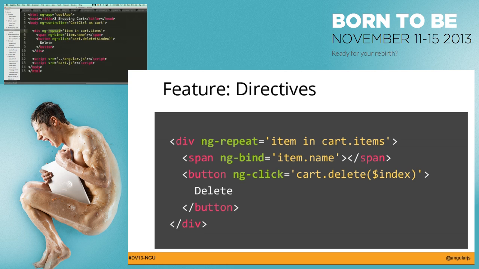So in our cart here, we have exactly the same code where we say we're going to go through the items and items. For each one, we're going to display the item name using ngBind. And we're going to create a button that allows me to delete them. So let's take a look at this working.